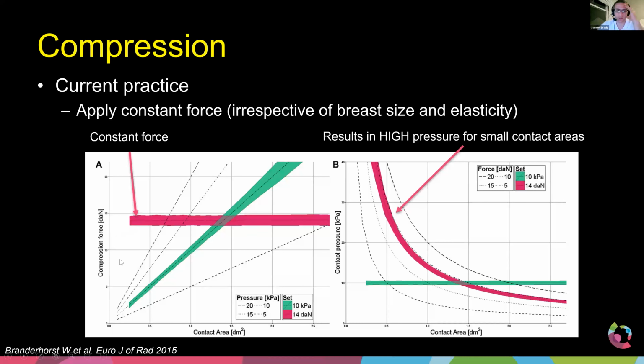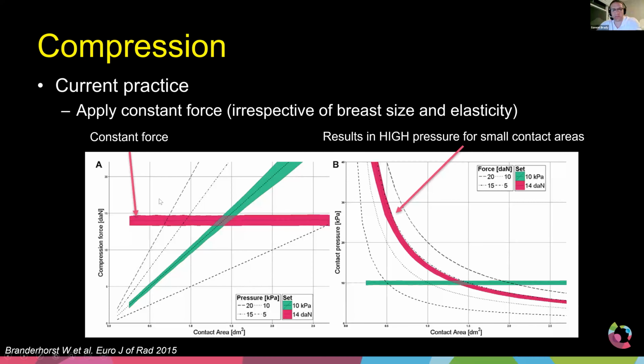And if you do that, well, for the little breasts, so contact area, you got small breasts over here, same pressure, same force, smaller area, you're going to have low pressure. But as you hold that force the same, as the contact area gets bigger and bigger, pressure is just going to go through the roof. And it's going to equate to a lot of pain. So it results in high pressure for small contact area.